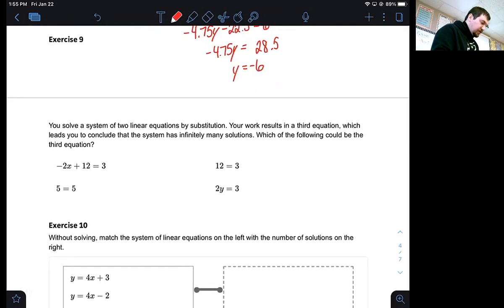I don't know if we have time for this one. You solve a system of 2 linear equations by substitution. Your work results in a third equation, which leads you to conclude that the system has infinitely many solutions. Which of the following could that third equation be? Let's say I do substitution and I get this. Which of these tells me my answer is infinitely many solutions, Levi? 5 equals 5. Good. You just need to write that for number 9. Write 5 equals 5 and then write infinitely many solutions. Or just many solutions, I'll take that.